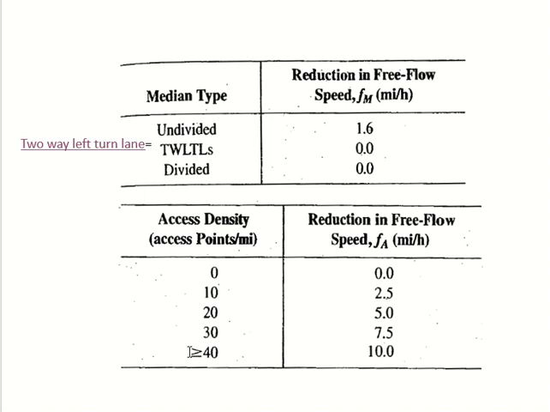Okay, the next two factors are for median type, and the last one is for access point density. The next two factors will come from these two tables. For median type, the first category is undivided, the last category is divided, right? So what do we mean by divided and undivided? Divided means there is a barrier, there is a median. Undivided means no median. And there is a third type as well, which is called the two-way left turn lane, right?